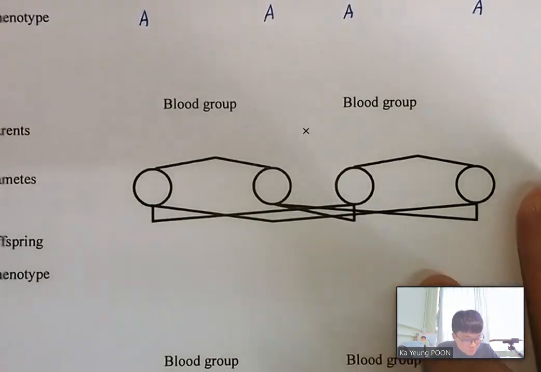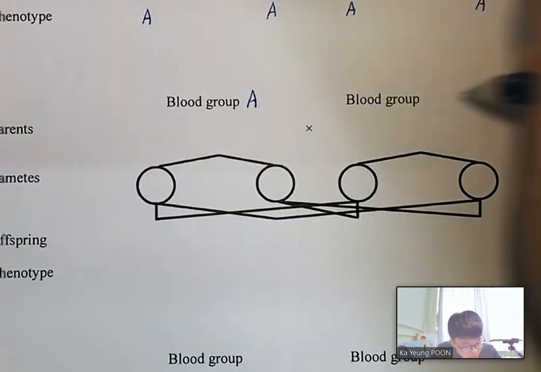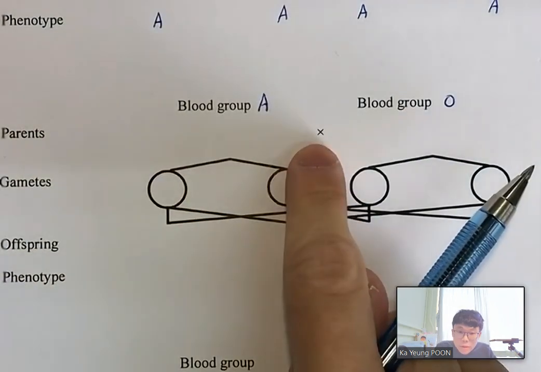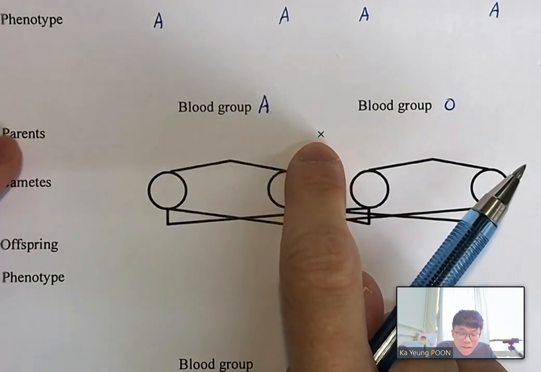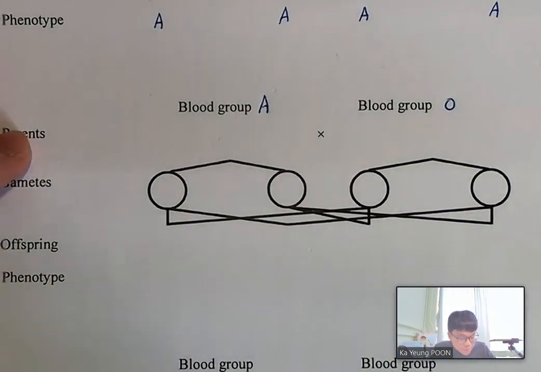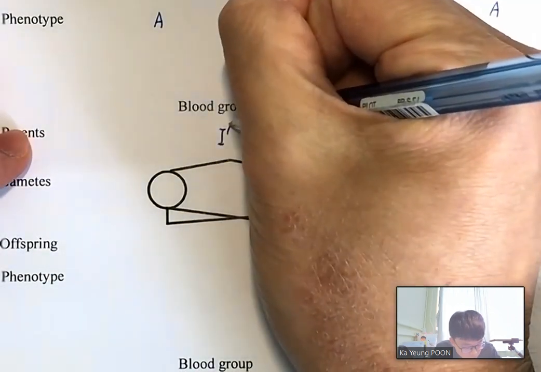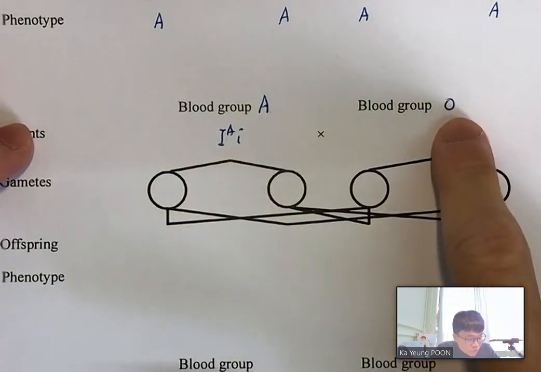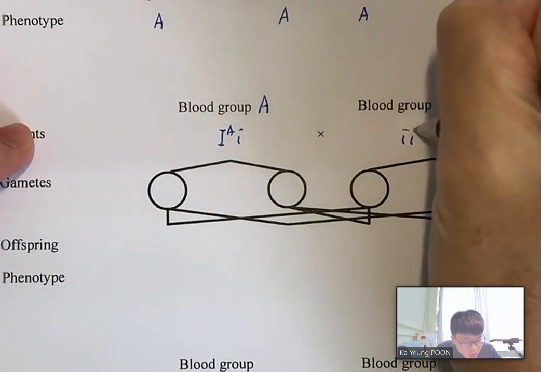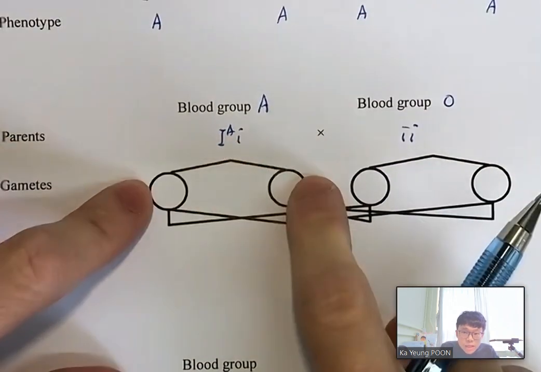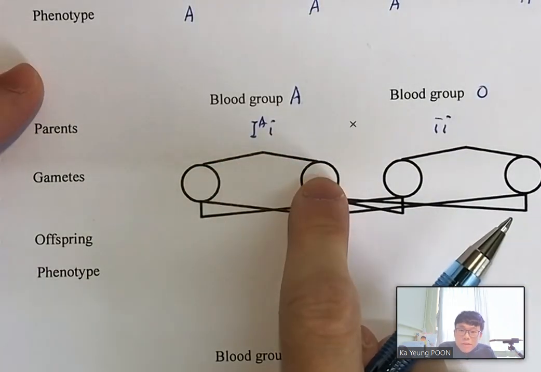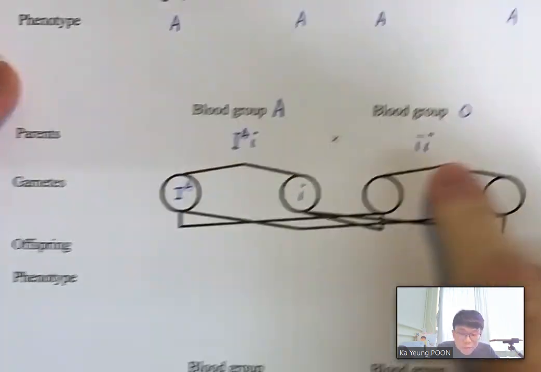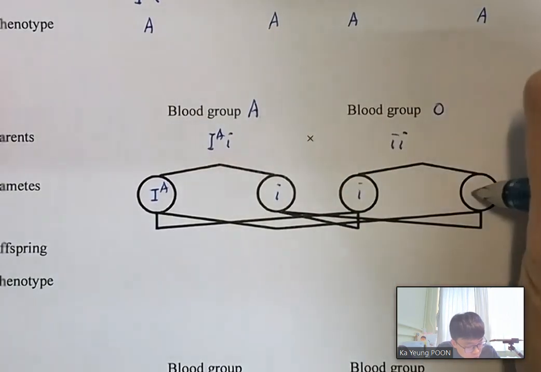Now we work on another example. Again, blood group A and blood group O parents. You should write out the cross, and you should know how to draw a genetic diagram as well. If it is a heterozygous blood group A, then it will be big IA and small i. And blood group O will be small i small i. Split the gametes here: two possible types of gamete for A, big IA and small i, and for O, it could only be small i.